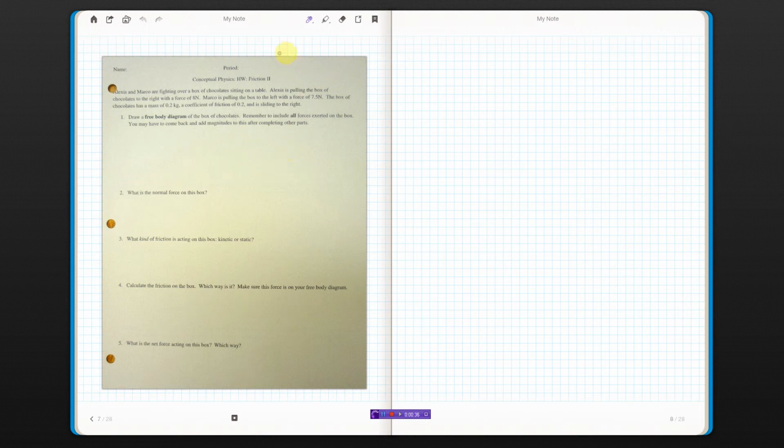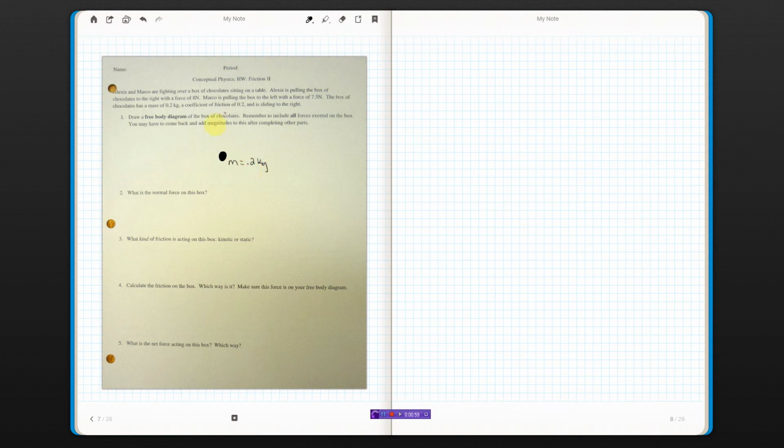Draw a free body diagram of the box of chocolates. Remember to include all forces exerted on the box. You may have to come back and add magnitudes after completing. Okay, so we've done free body diagrams before. Remember, you have a dot that represents the object you're talking about, in this case, a box of chocolates. So I'm going to label it with its mass, which is 0.2 kilograms.